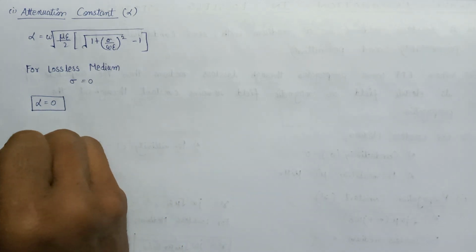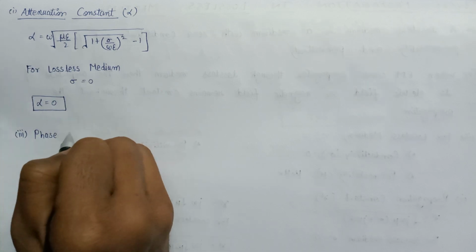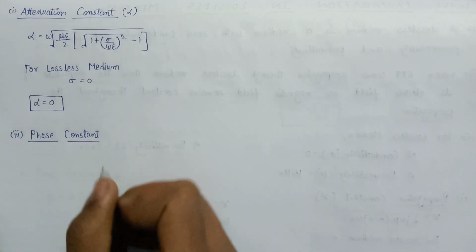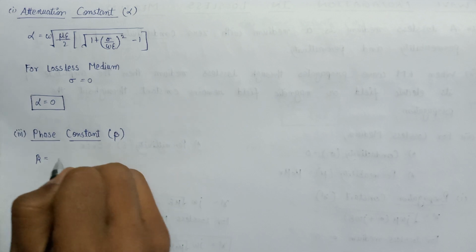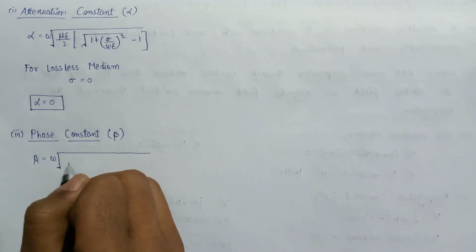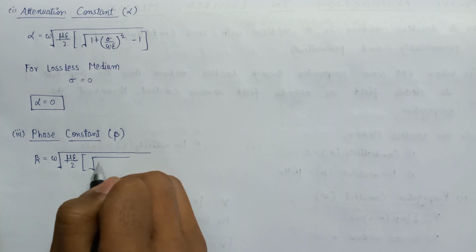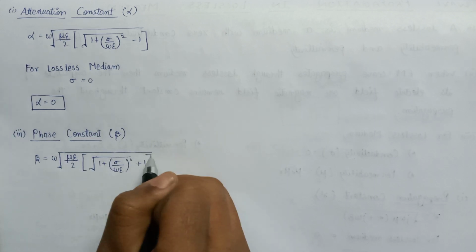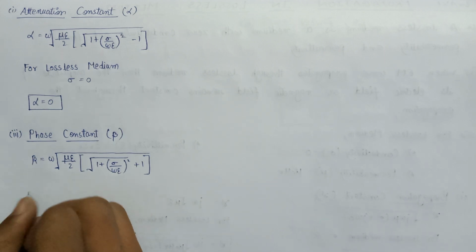Now let us discuss the third factor, that is the phase constant. The phase constant is always represented by the symbol beta, and we derived the value of beta in the equation of the plane wave as beta equals omega under the root mu epsilon over 2 in bracket, under the root 1 plus sigma over omega epsilon to the power 2, plus 1. So this is the value of the phase constant, and for the lossless medium we always get the conductivity equal to 0.